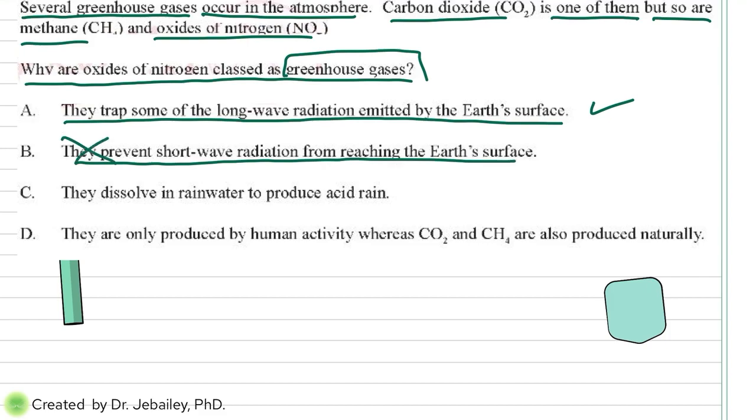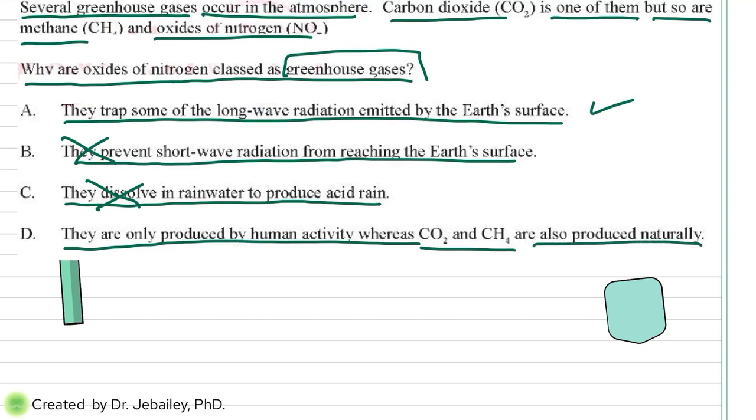They prevent shortwave radiation from reaching the Earth's surface. That's not true. The short wave will always come to Earth no matter what. They dissolve in rainwater to produce acid rain. No, they don't dissolve. That's not true. They are only produced by human activity, whereas CO2 and methane are also produced naturally. That's not true. We do produce CO2 all the time. So when they say they are only produced by human activity, that is not true. You can produce them in other places too. So that's not right. So the only answer is A.